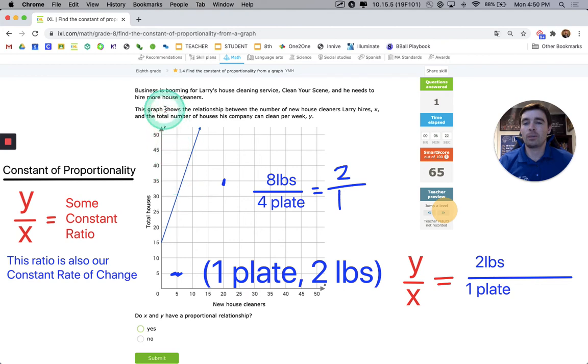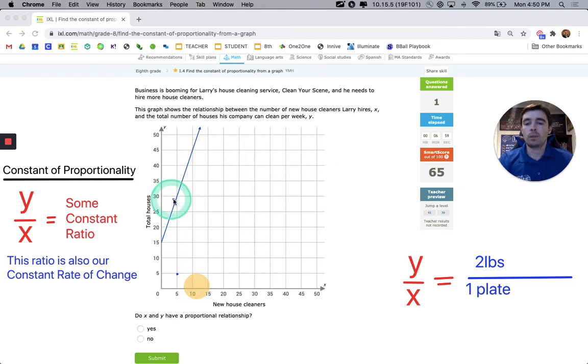You'll see, for example, this says business is booming for Larry's house cleaning services, and he needs to hire more house cleaners, and then the graph shows the relationship between the number of house cleaners Larry hires and the number of houses his company can clean. We see for this line here, the first thing they ask us, do x and y have a proportional relationship? And you could pick out data points, but once it doesn't start at the origin, that tells us it's probably not going to be a proportional relationship. Or in fact, it can't be. We can pick out the data to prove that. This first data point, maybe, let's go ahead and show you a bit.